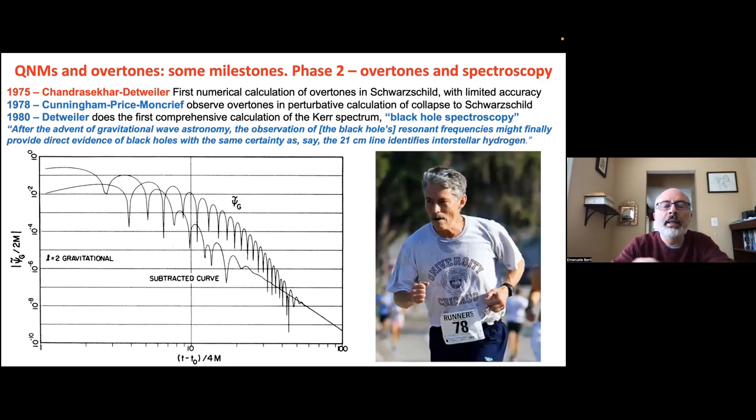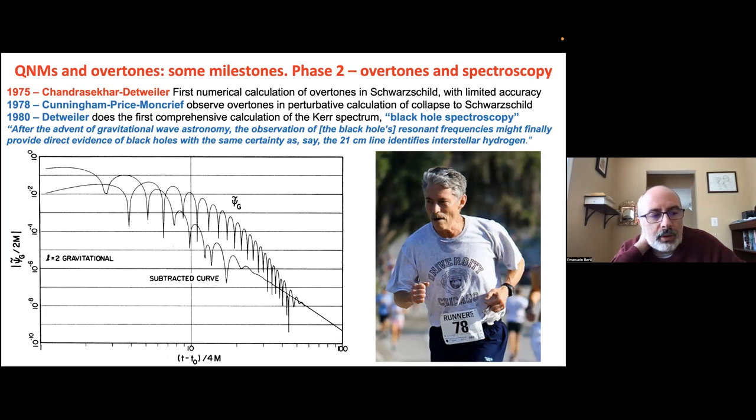Now, the first calculation of the full spectrum was performed by Chandrasekhar and Detweiler back in 1975. And the overtones have been a familiar friend for everyone working on gravitational waves ever since the 70s. In fact, here you see a beautiful simulation of collapse done in perturbation theory by Cunningham, Price, and Moncrief, where they see that if you take the L equals 2 waveform emitted in the collapse and you subtract the first quasi-normal mode, you get another damped exponential below the dominant signal that corresponds to the first overtone as it had been computed by Chandrasekhar and Detweiler.